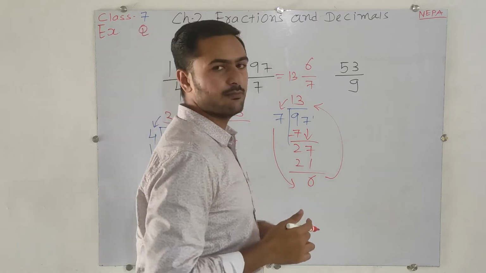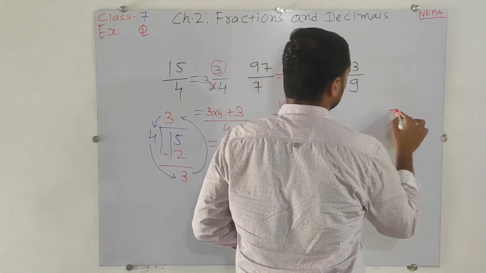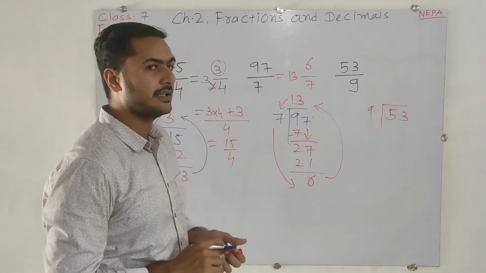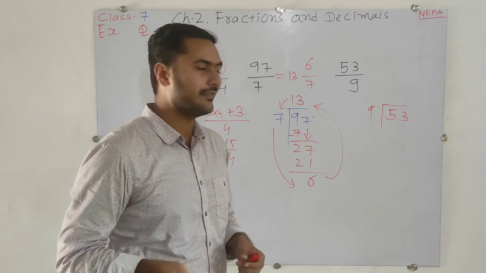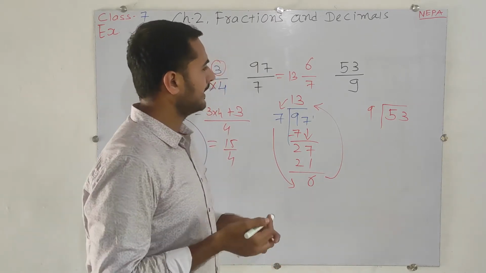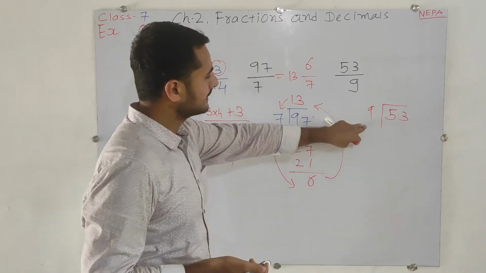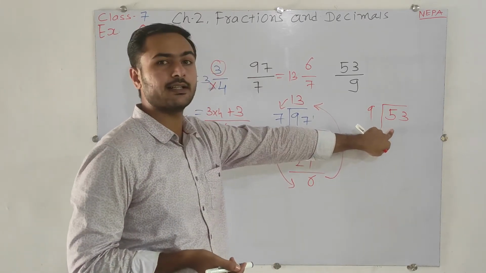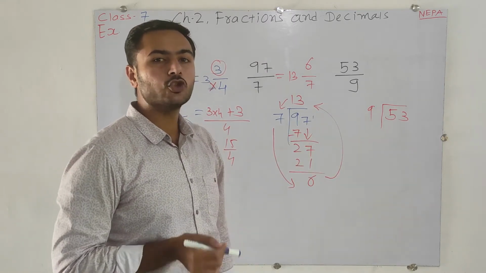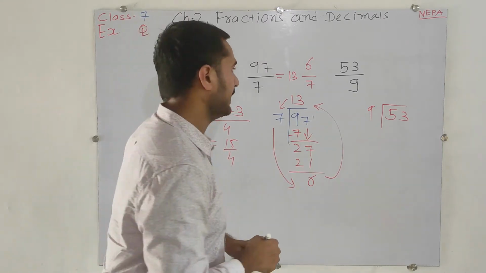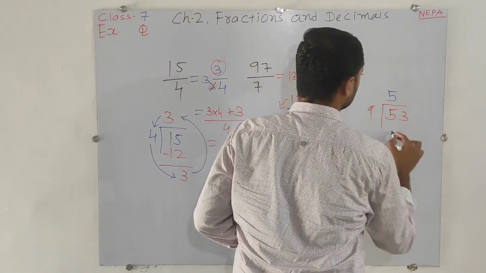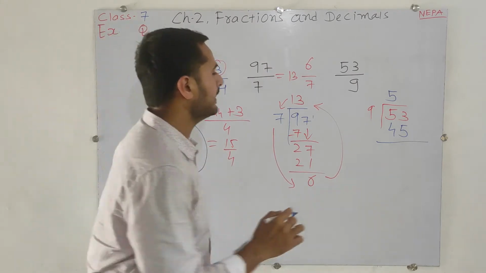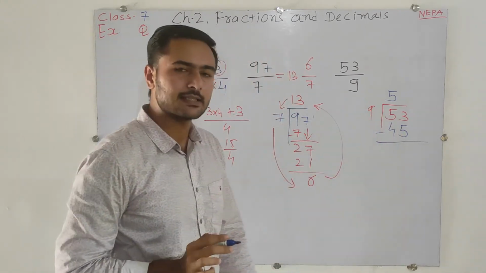Now the next is 53 by 9, so 53 divided by 9. 9 ones are 9, 9 twos are 18, 9 threes are 27, 9 fours are 36, 9 fives are 45, 9 sixes are 54. 54 is greater than 53, so we cannot use 9 sixes but 9 fives will work. So 9 fives are 45. Now 53 minus 45 is 8.